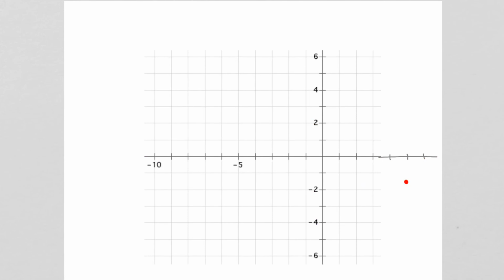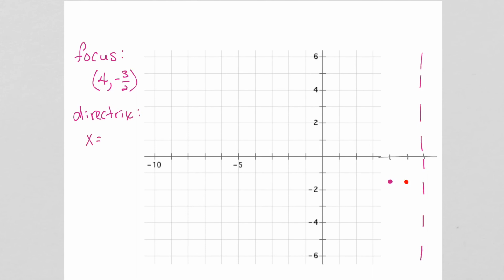So if P is negative 1, then our focus is going to be to the left of our vertex, 1 point. And then our directrix will be 1 unit to the right of our vertex. So that makes our focus at 4, negative 3/2, and our directrix at x equals 6.